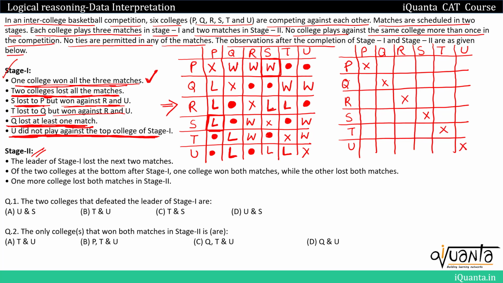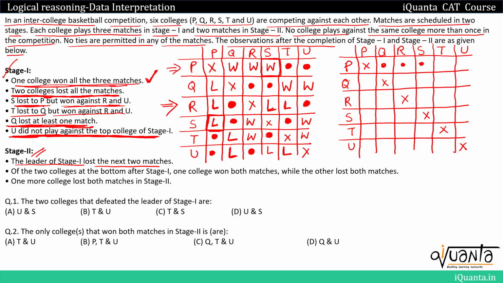Now in stage 2 we have to take care that only 2 matches will be played. So let us read the conditions related to stage 2. The leader of stage 1 lost the next 2 matches. So we have seen that P was the leader in stage 1, and P in stage 1 played against QRS. So now he will be playing against PTU, but only 2 matches will be played. So that means P now will not be playing against QRS, he will be playing against TU.